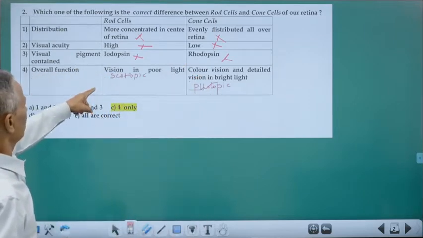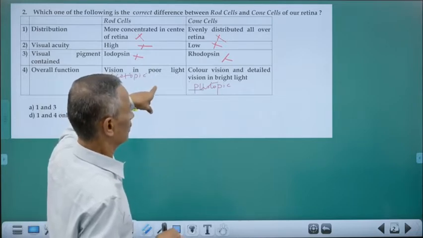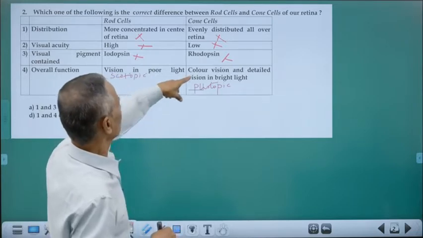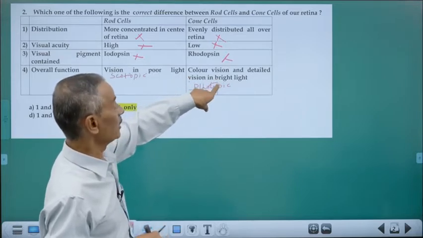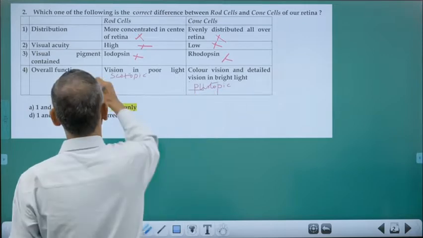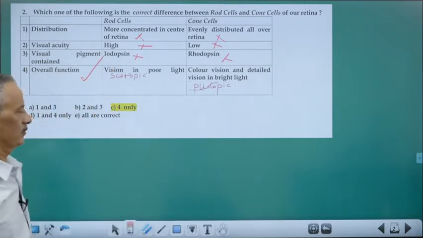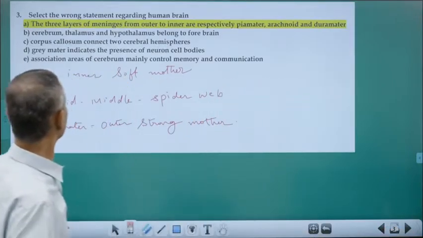Overall function: rods give vision in poor light. That's why it is called scotopic, black and white vision. Cones give color vision, detailed vision in bright light. That's why it is called photopic. That is the only correct one. Others are all mutually changed.